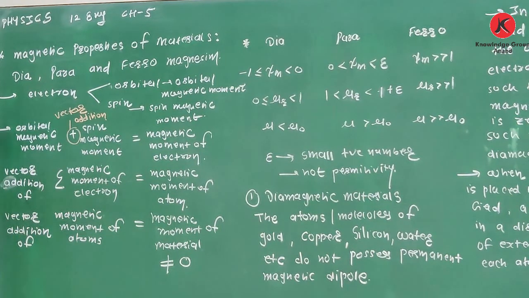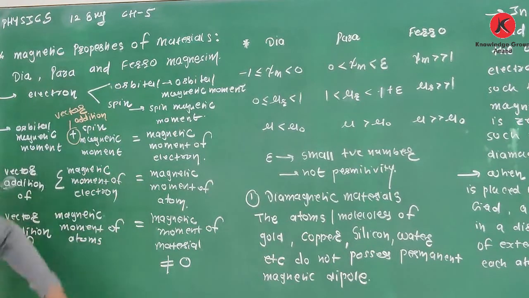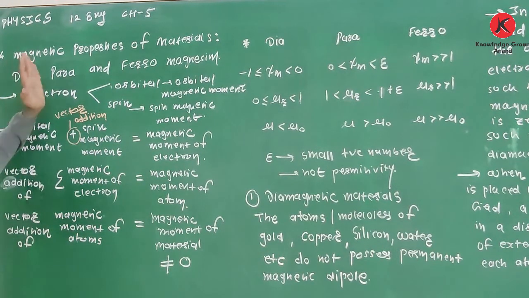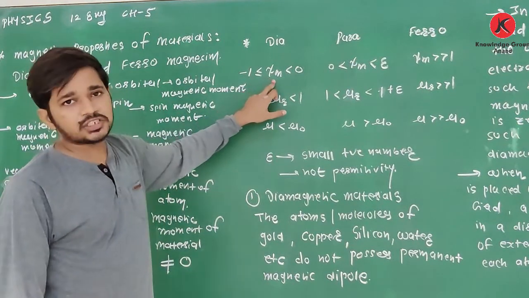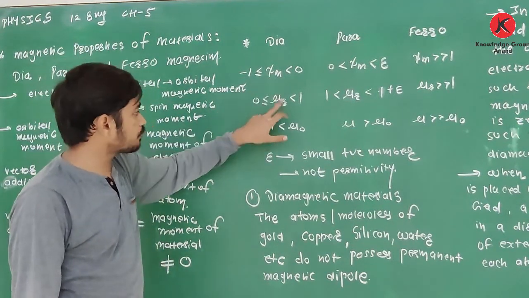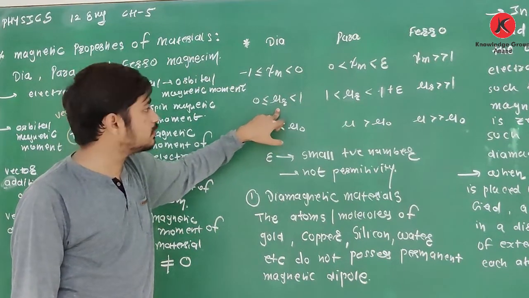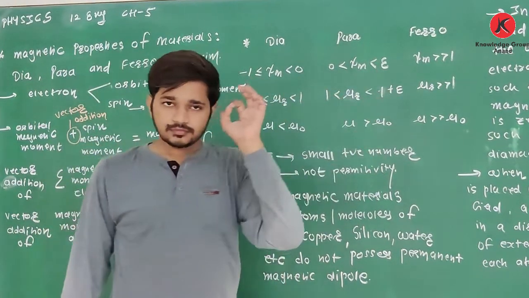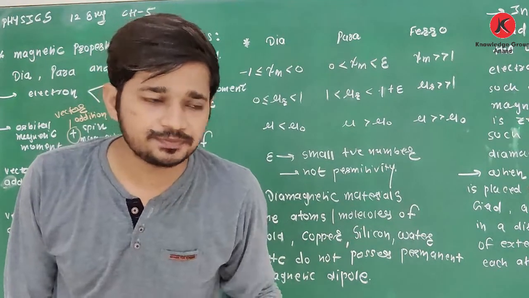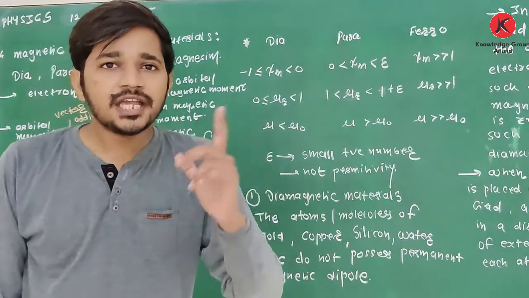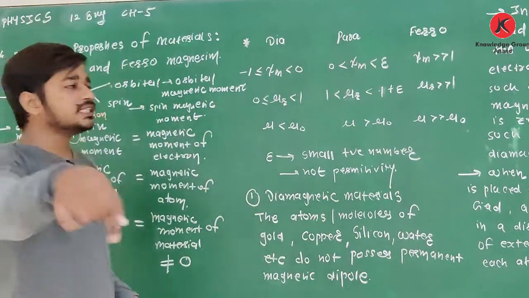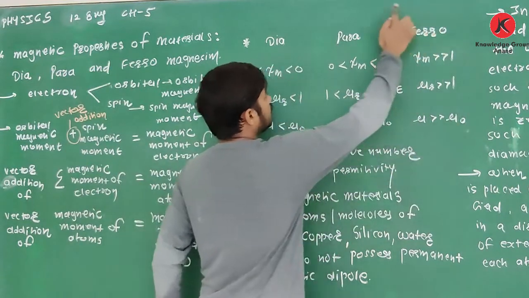So how can we say that some material behaves as a magnet? Clear about this? Now, on the basis of such motions, magnetic materials are classified into three groups: diamagnetic, paramagnetic and ferromagnetic. What is the difference between them on the basis of chi m, that is magnetic susceptibility, mu r, that is relative permeability, and epsilon? Epsilon is not permittivity. It is a small positive number. So you have to remember this table.